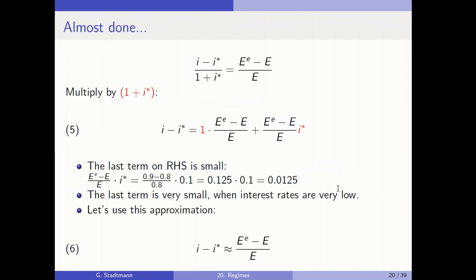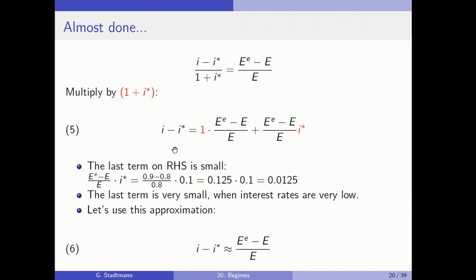We are almost done. A few steps are missing. In the next step, we multiply through by 1 plus I star. When we multiply through by 1 plus I star, we have on the left-hand side I minus I star. This is important because of the fact that we said we want to isolate the interest rate differential on one hand side of the equation. And then we also multiply through the right-hand side by 1 plus I star.